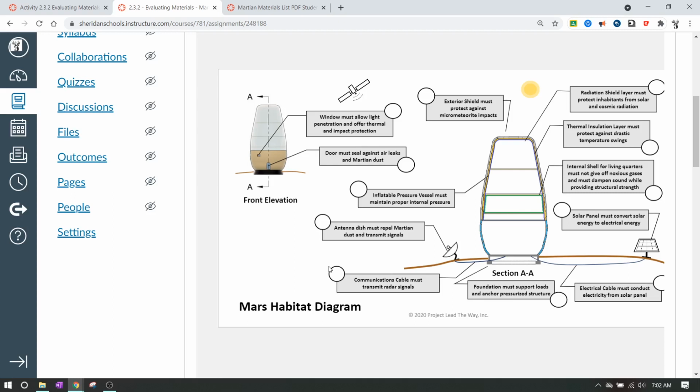So you can kind of take the guesses and see, because it gives you some hints. It says, like, the solar panel must convert solar energy to electrical energy. The electrical cable must conduct electricity from the solar panel. So it's giving you hints at what these properties should look like.